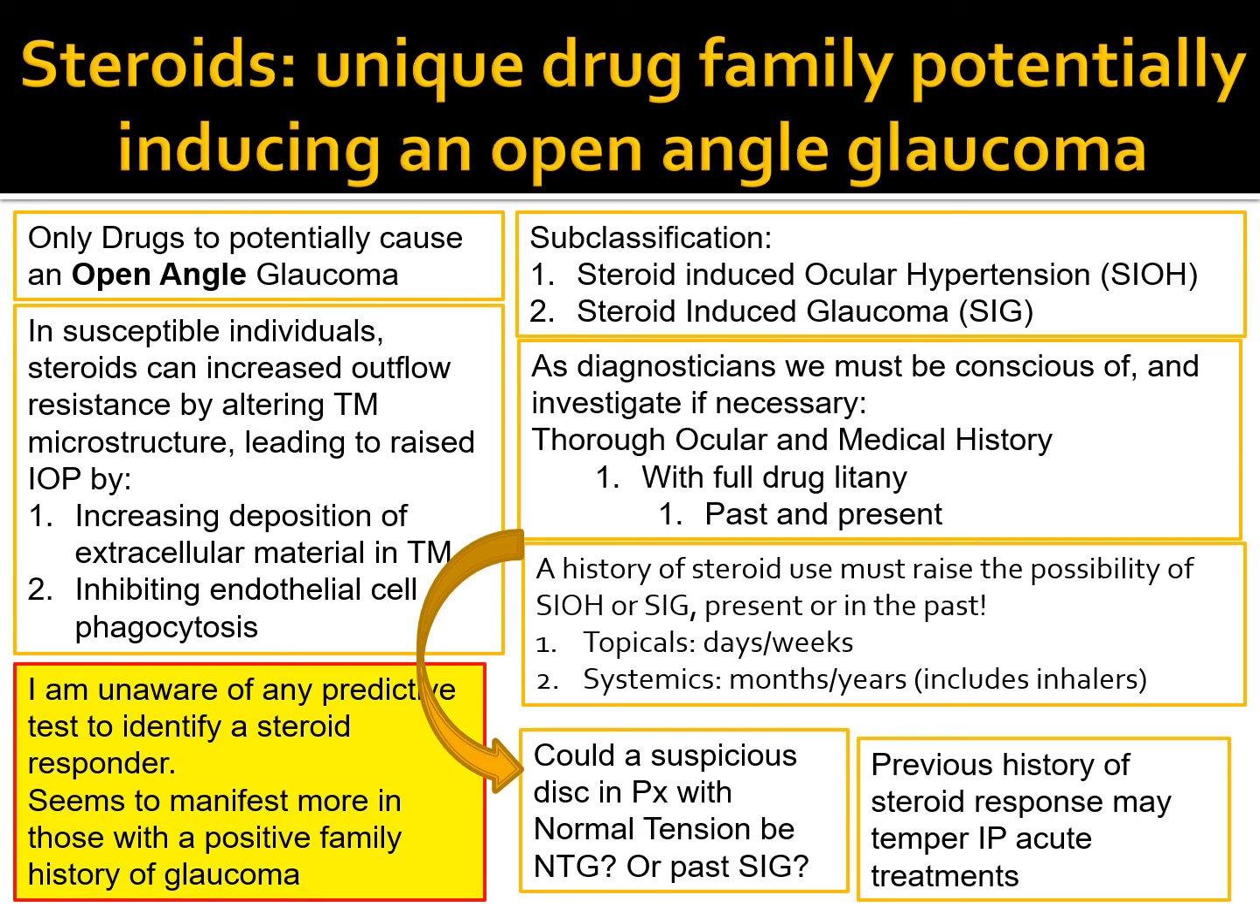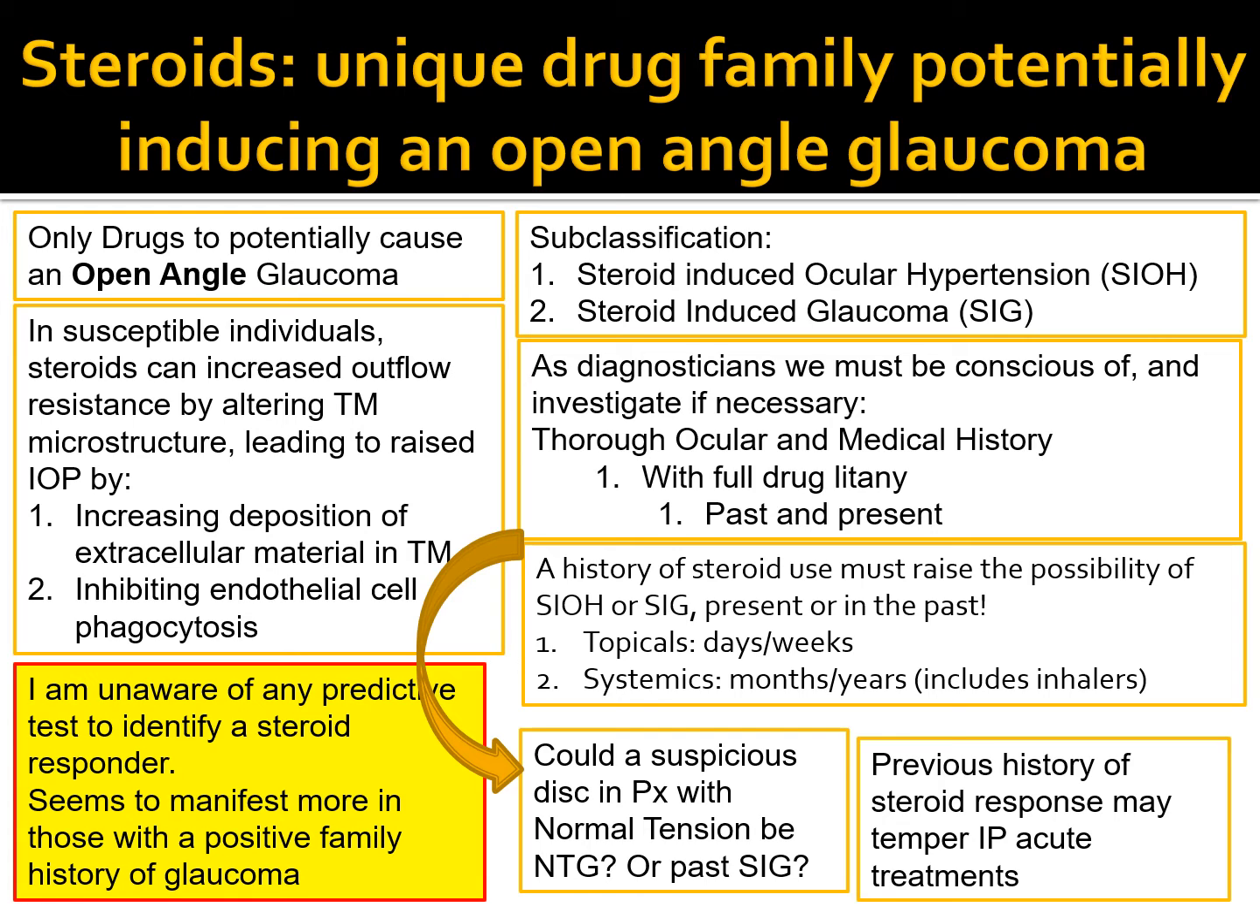But for instance, there are anecdotal stories of this. You get someone in, and if you've got a suspicious disc, is it because they've got normal tension glaucoma, or is it because they used to use steroids that you didn't know about, and they had a steroid-induced glaucoma 20 years previously? They've stopped it, the pressure's dropped right down again, and you're muddled up as to what to diagnose this as. And there are stories of people being treated as normal tension glaucoma when they actually never had it anyway.